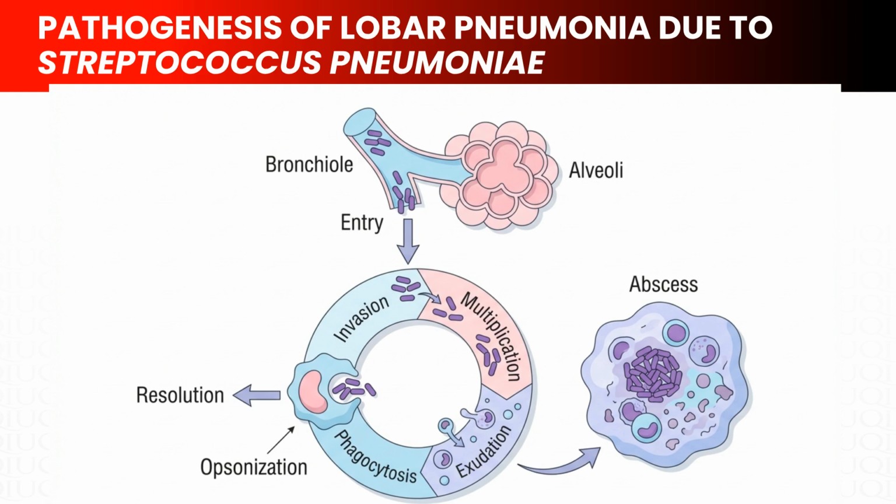Evasion of innate immunity. The polysaccharide capsule inhibits opsonization and phagocytosis by alveolar macrophages, enabling bacterial survival and replication in the alveolar space. Local inflammation and consolidation. Bacterial multiplication triggers release of inflammatory mediators like TNF-alpha and interleukins, increasing capillary permeability, leading to serum. Neutrophils, PMNs, red blood cells, and fibrin flood the alveoli.